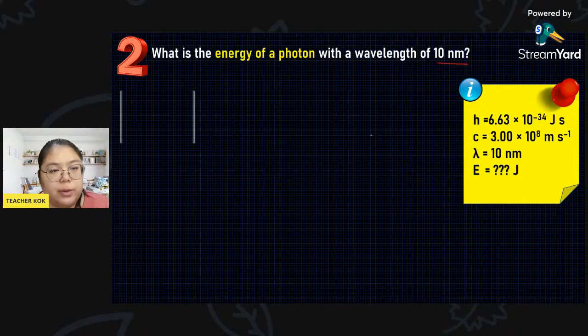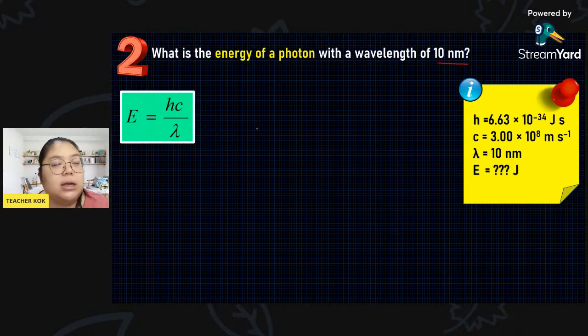So what formula are we using? We're using this formula, E equal H, C over lambda. So from here, HC over lambda means you need to apply the formula. Remember, the 10 is in nanometer, so you need to convert nanometer to 10 multiply 10 power of negative 9. This one is nanometer, so you need to convert, multiply. Then after that, you give me the answer for photon energy.